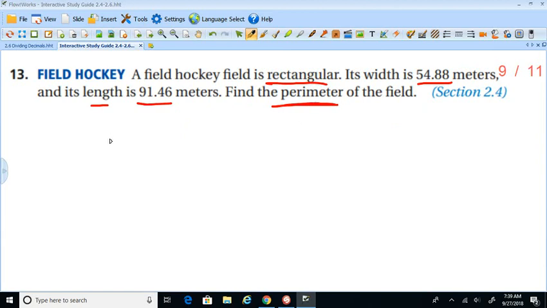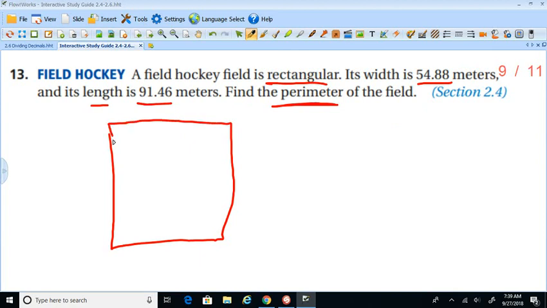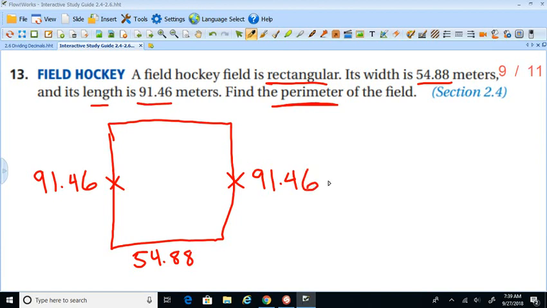So there it is. It's not the most beautiful rectangle, but it works. Its width, the wide section, 54.88. And its length, 91.46. It's a rectangle. Rectangle means if I know the left side is 91.46, I know that right side is congruent, exactly the same, 91.46. And if the bottom is 54.88, that top section must also be 54.88 meters wide.